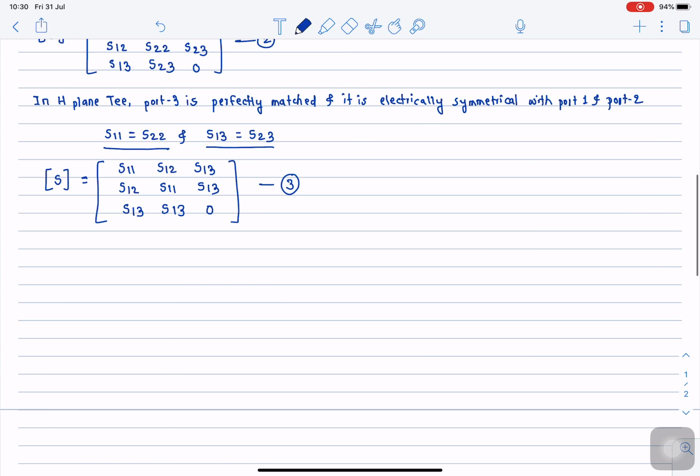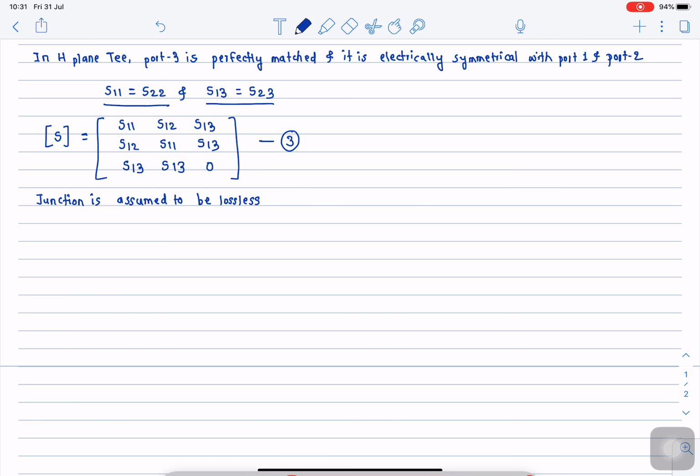Okay, so the junction next is assumed to be lossless. It is a lossless junction. And the scattering matrix, whatever we are developing, will obey the unitary property.